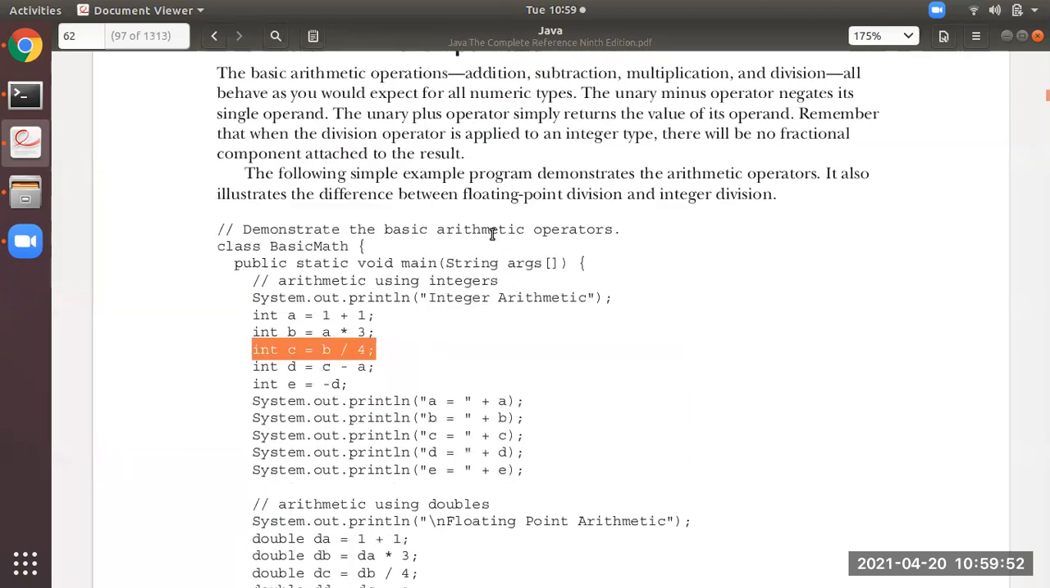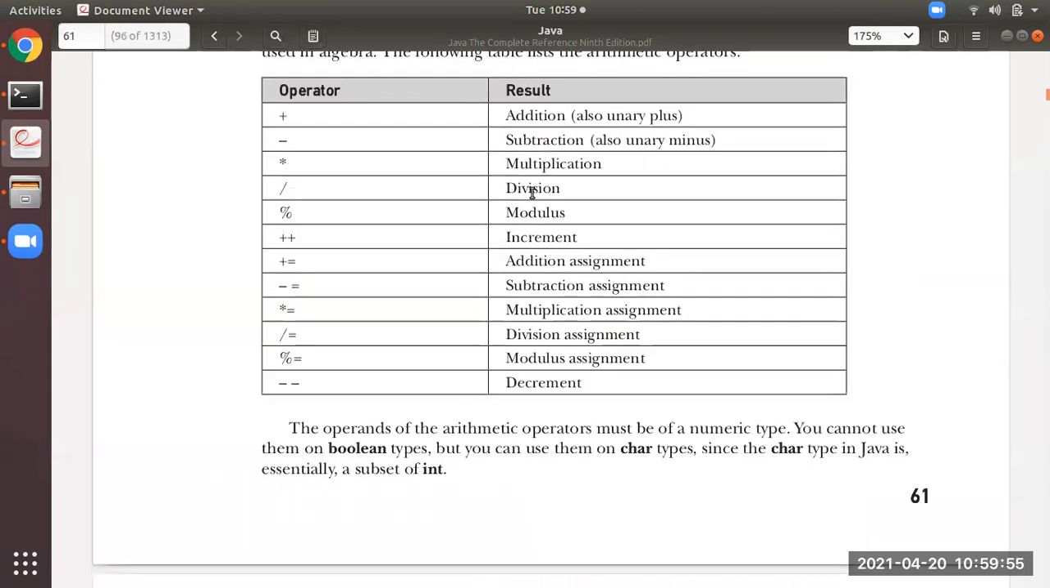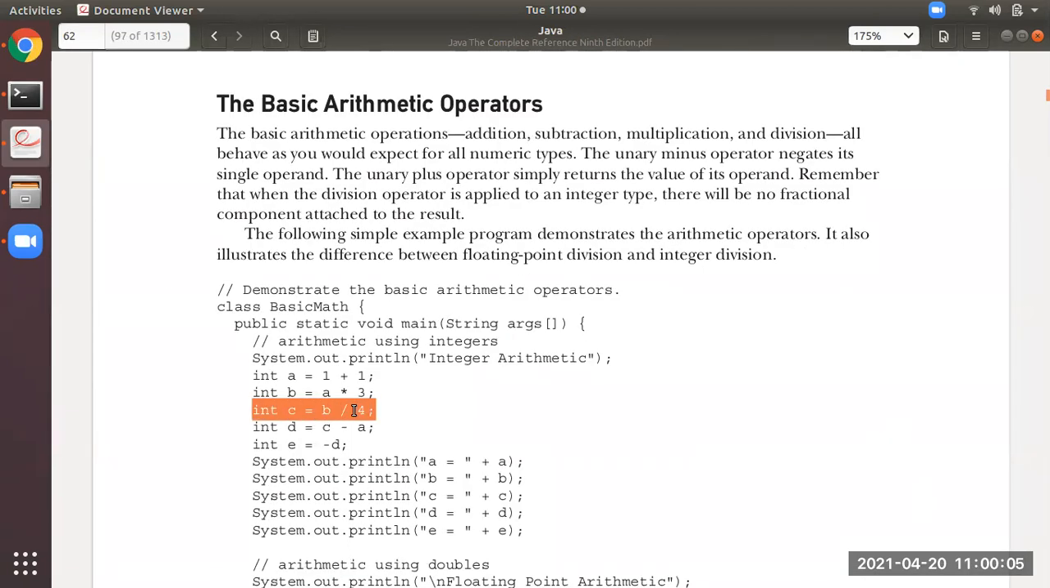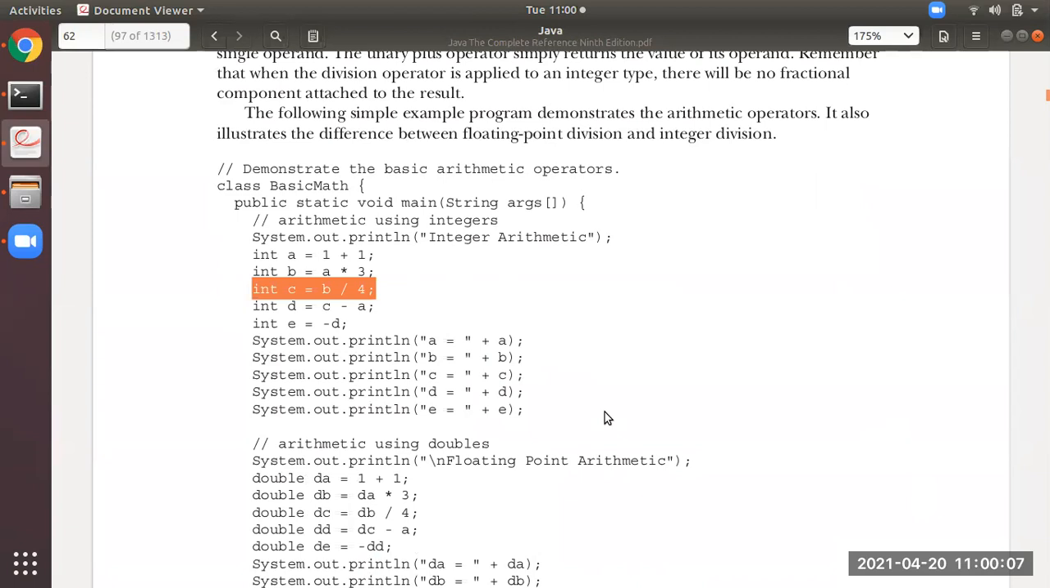So this operator is known as the division operator. Remember, there are two operators, division and percentile or modulus. So the division operator will return you the quotient. So over here, b divided by 4, c will be 6 divided by 4. That is nothing but c will be 1. That is the quotient. Okay, the next step, d is equal to c minus a. C minus a means 1 minus 2. That is minus 1.